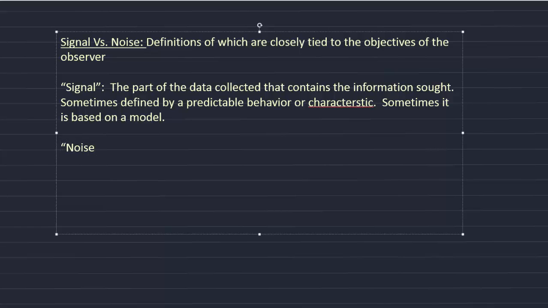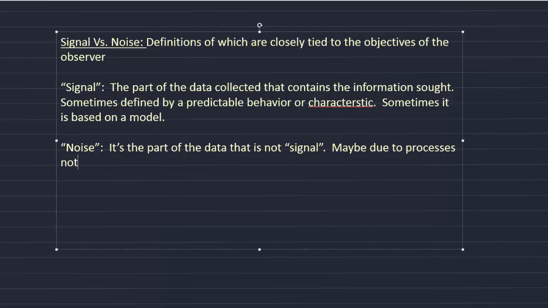In terms of noise, what is noise? It's simply the part of the data that is not signal. And that part of the data that is not signal may be due to natural processes or phenomena not explained by the phenomena that is being studied. Or it may be intimately related to the phenomena being studied, but it's not understood, or it's not part of the characteristic behavior that one would use to define the signal.